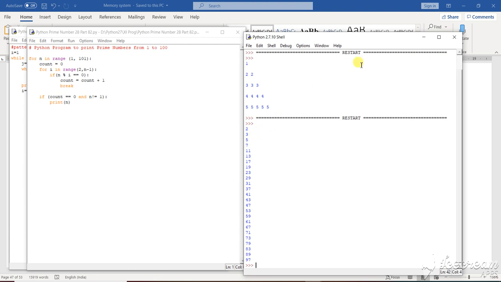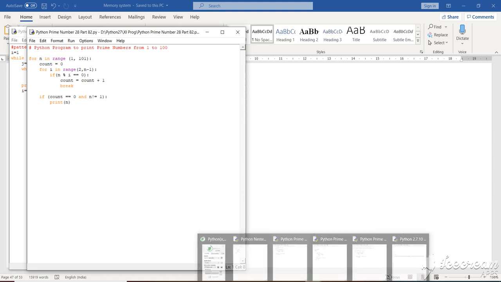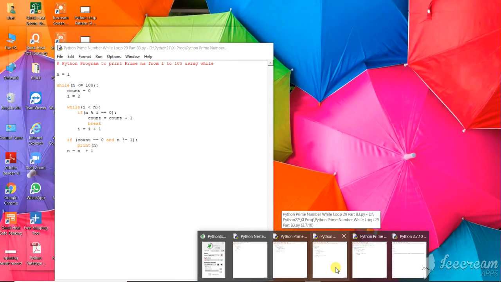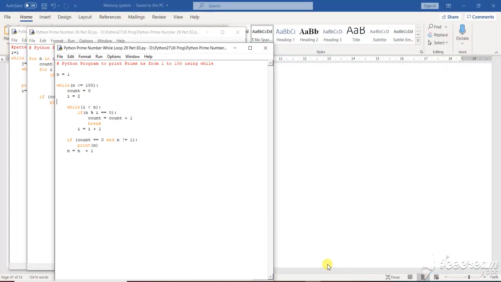See here, this program, as I have shown you the prime number series. Now I'm going to show you another program based on this particular prime number. Okay, so here you see that the previous one is with a for loop. Now this is the same program with a prime number with a while loop.